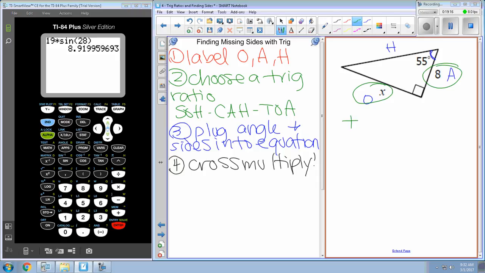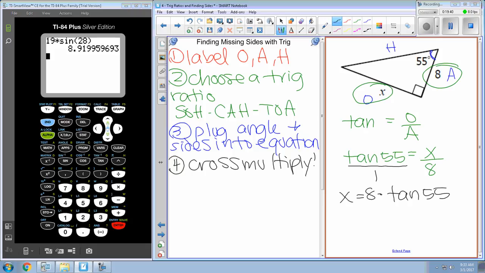So I'm just going to set up my generic equation. Tangent equals O over A. When you're plugging it in then, it's the tangent of 55 equals x over 8. When you go to cross multiply this problem, x from here gives you 8 times the tangent of 55.